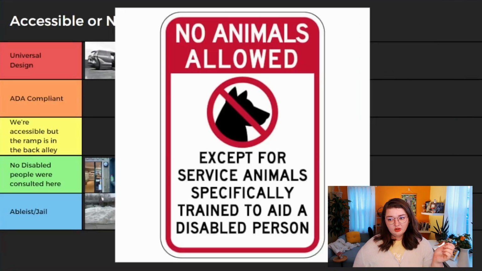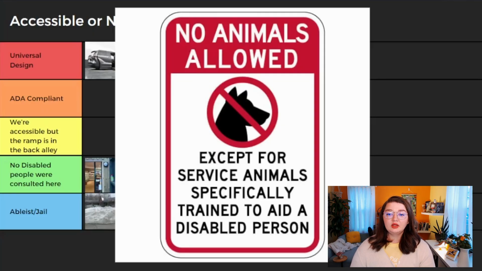Okay, what's next? Okay, the sign. "No animals allowed except for service animals specifically trained to aid a disabled person." Great. Perfect. There's a lot of discourse out there about service animals lately and fake service animals. What can you do with an emotional support animal? What is the difference? Etc.